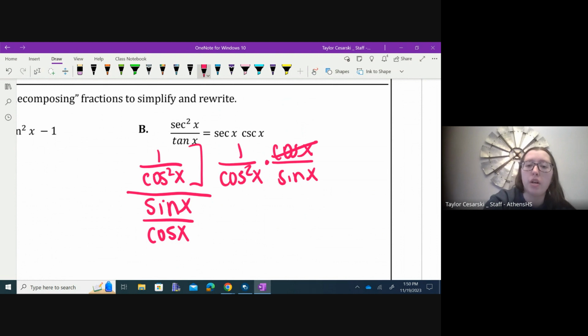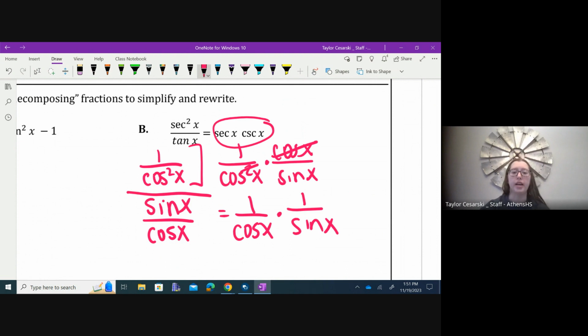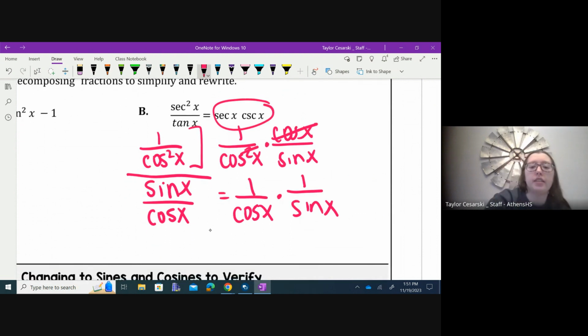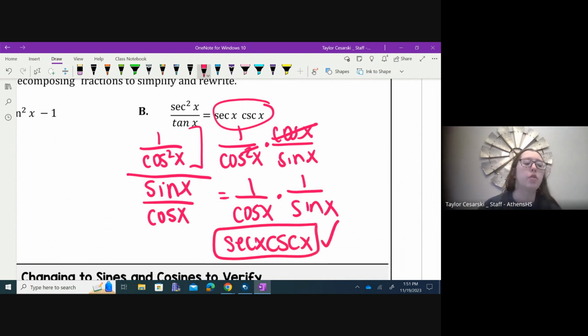Well, I can cancel one of my cosines. That's fine. And I'm left with 1 over cosine of x times 1 over sine of x. And maybe you can see, hey, wait a second. 1 over cosine of x we know is secant of x, and 1 over sine of x we know is cosecant of x. So therefore, I've shown that.